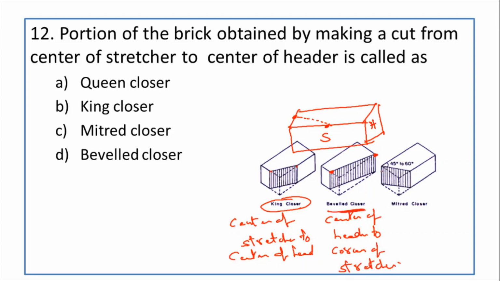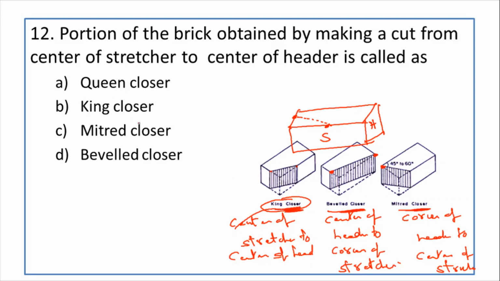Now if you cut the brick from the corner of the header to the center of the stretcher, that is called a mitred closure. So the question is asked: from the center of the stretcher to the center of the header, what will be the answer? King closure.